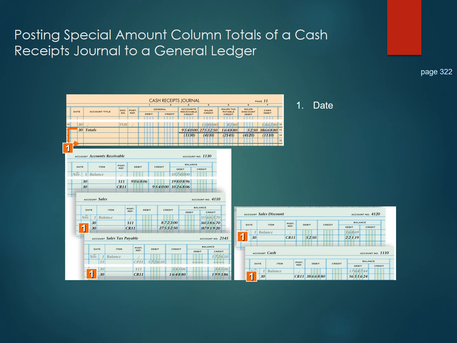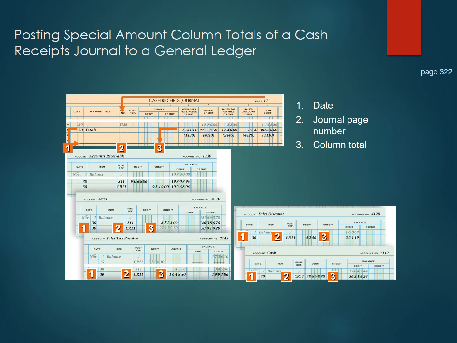Underneath our accounts receivable, we will record the date and the journal page number in our post reference column. We will record the total of $9,540 credit into accounts receivable, and then calculate our new balance. The last step is to go back to column 3 and record in parentheses the account number. Then we will record our sales credit column, column 4, in our cash receipts journal.